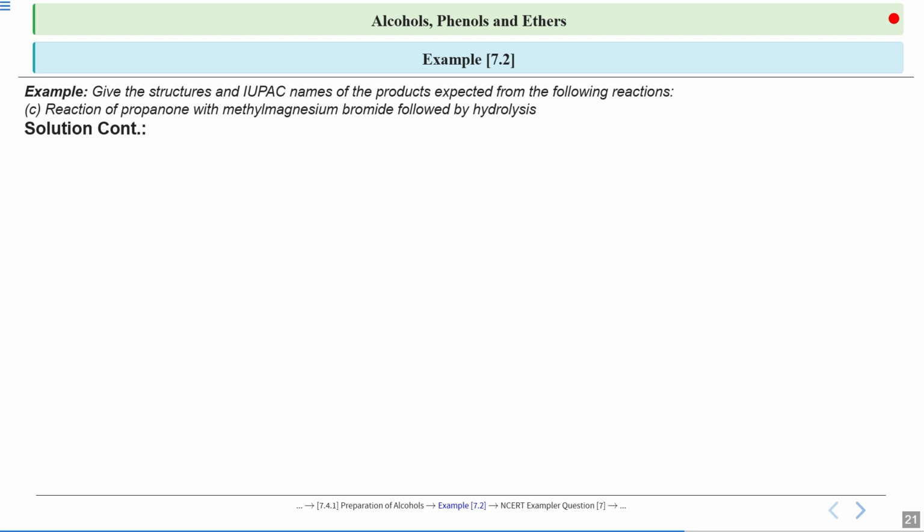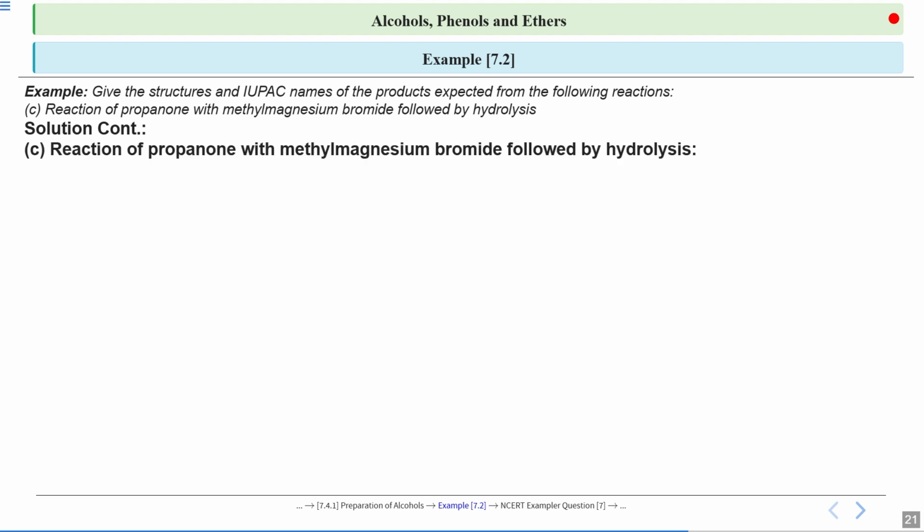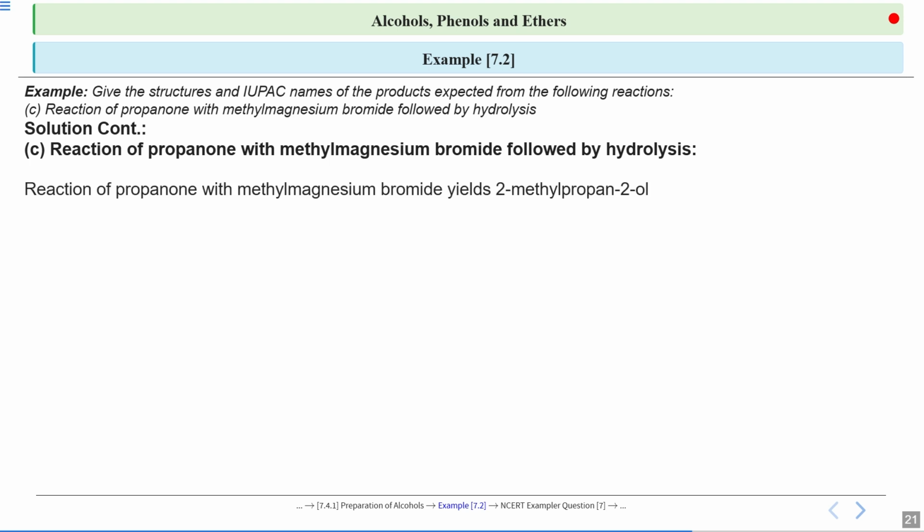Next, for our third reaction, that is the reaction of propanone with methyl magnesium bromide, that is Grignard reagent, followed by the hydrolysis. We have just studied about it. So if you react the propanone, which is a ketone, with the methyl magnesium bromide Grignard reagent, a ketone yields a tertiary alcohol. So it is going to yield 2-methyl-propane-2-ol.